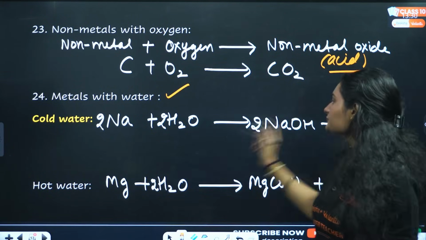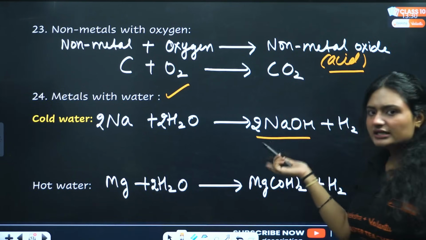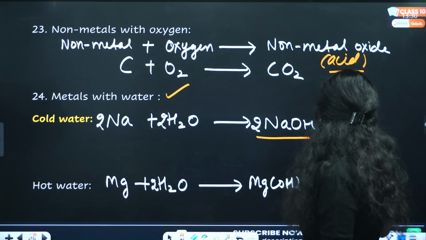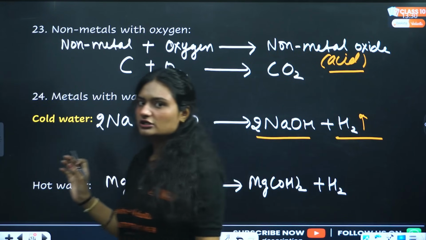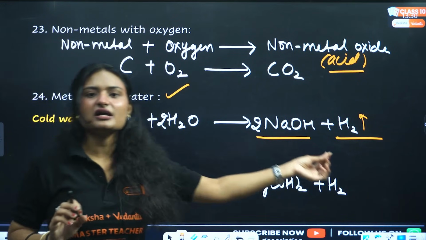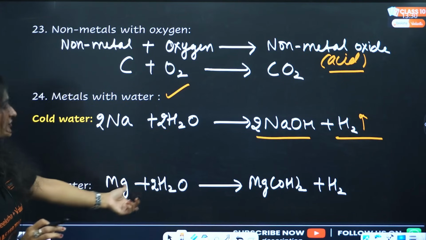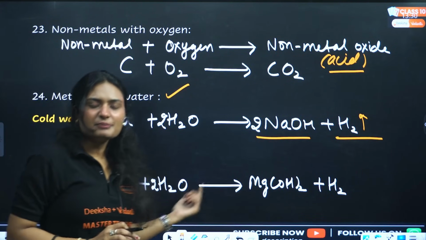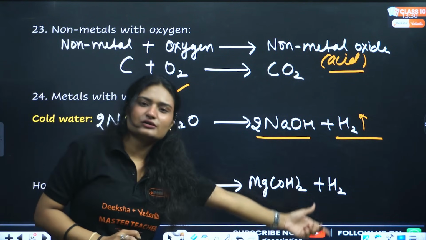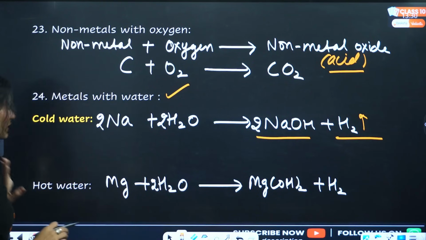Sodium reacts with water, we get sodium hydroxide, right? And hydrogen gas is evolved. It reacts vigorously with water. This hydrogen gas catches fire as soon as it is released. Next is hot water. Some metals react with hot water, for example magnesium, and form magnesium hydroxide, and hydrogen gas is evolved. Again, this is not going to catch fire.